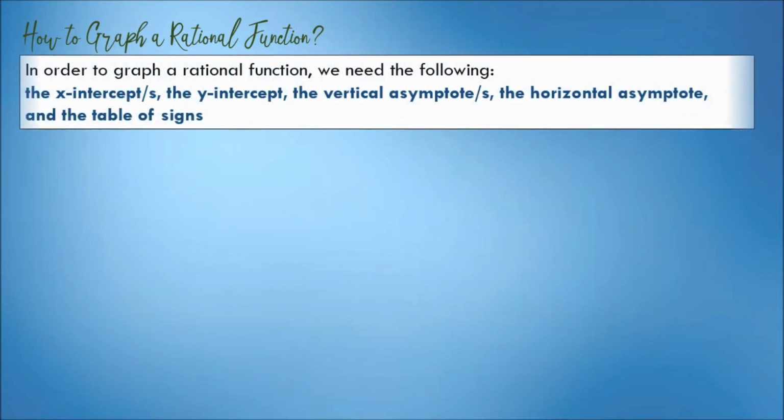Because, in order to graph a rational function, we need the following: the x-intercept, or intercepts of the function, the y-intercept of the function, the vertical asymptote, or asymptotes of the function, the horizontal asymptote of the function, and the table of signs to determine the behavior of the graph.